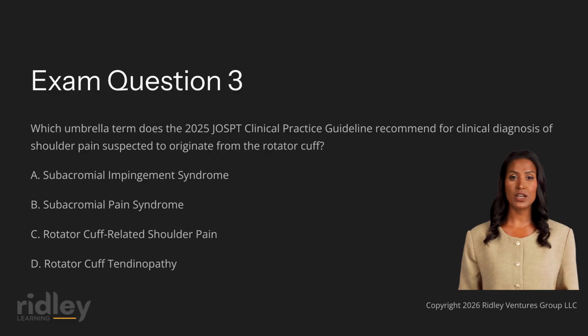Rationale. The 2025 JOSPT Clinical Practice Guideline recommends rotator cuff-related shoulder pain, also known as RCRSP, as the primary umbrella term. It was the overwhelming first choice in a global survey of clinicians and provides a patient-centered symptom-based diagnostic label.